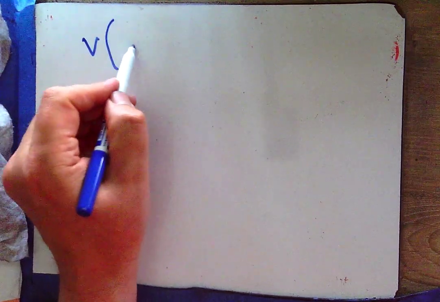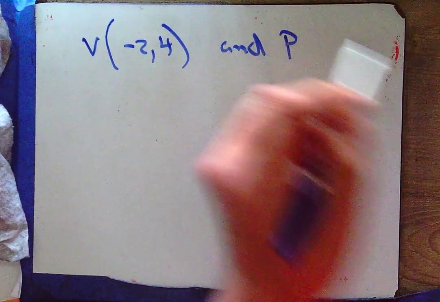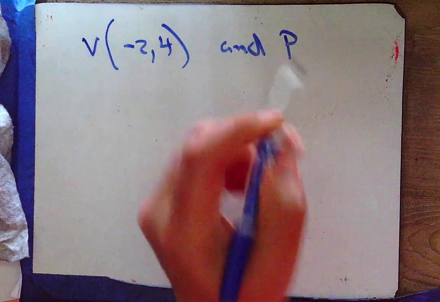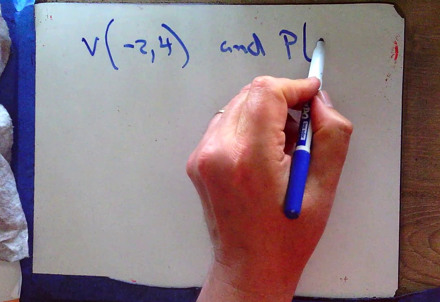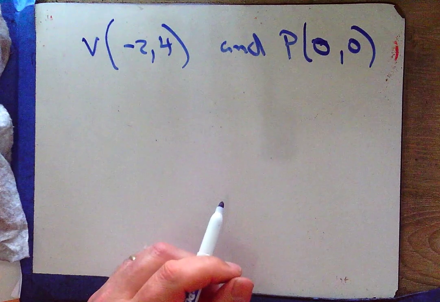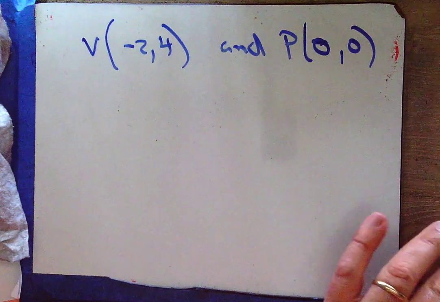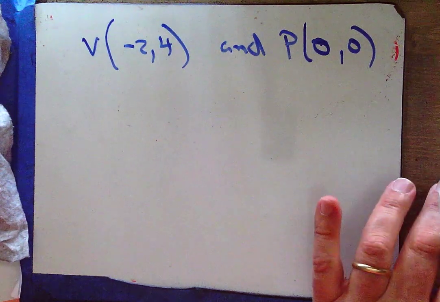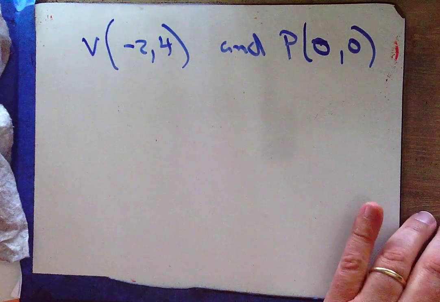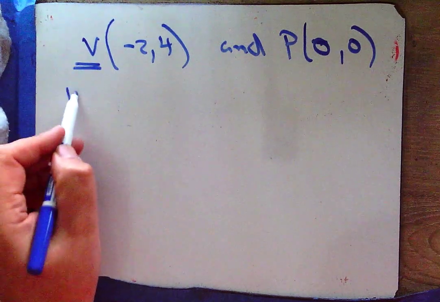So, how about I tell you that the vertex is located at (-2, 4), and there's a point located at (0, 0). Please write the equation for this parabola. Okay, welcome back. I hope you used vertex form because we were given the vertex.